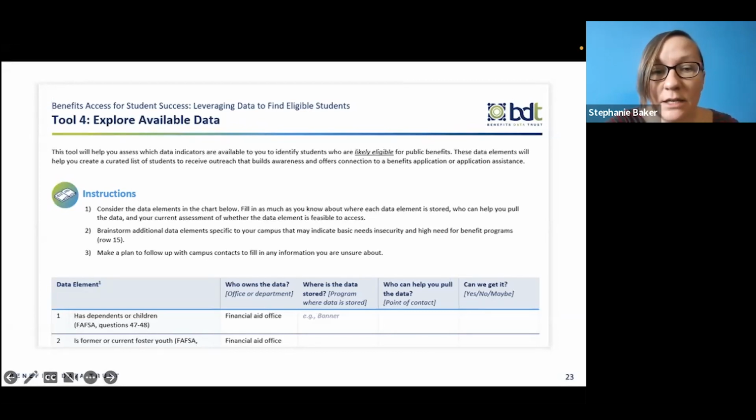So the idea here is for college staff to work through and determine which data elements are feasible to access. We know that some data likely live in different systems and different departments, and that's okay. They don't all need to be available to do this work. This is just the starting place to figure out what's going to work on a given campus. There's a rationale document on our website that goes into deeper detail about the data elements that were chosen to include or exclude on this document. So if you're interested in deeper detail, I would encourage you to take a look at that.